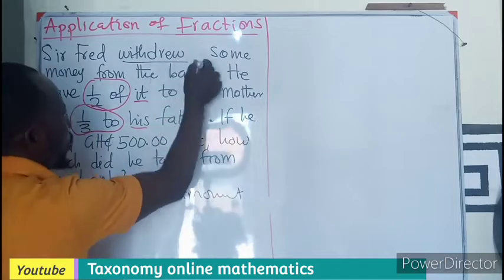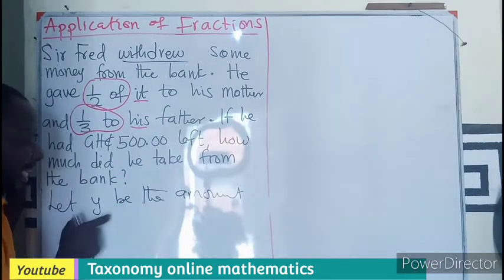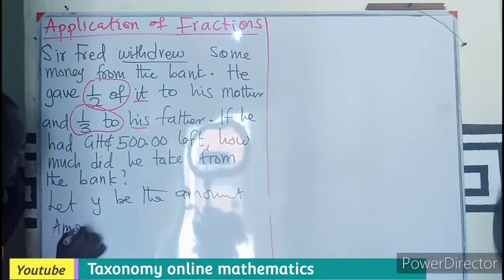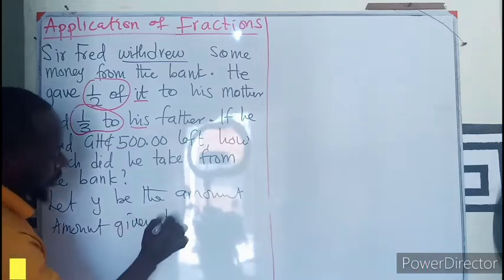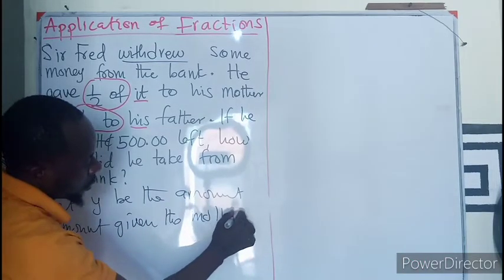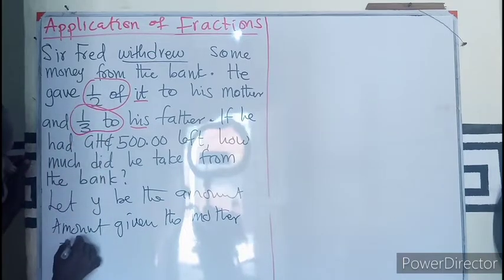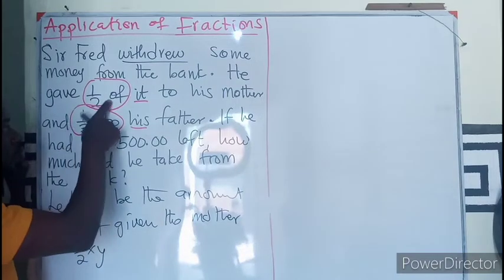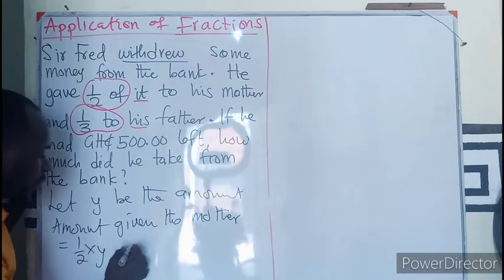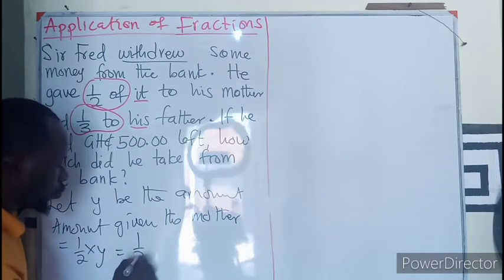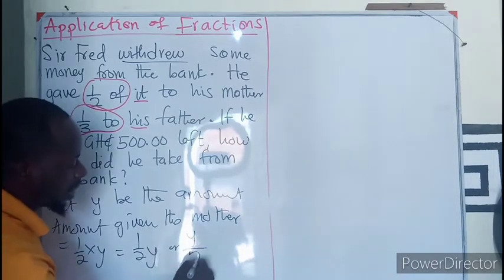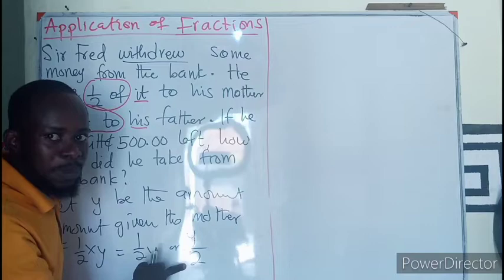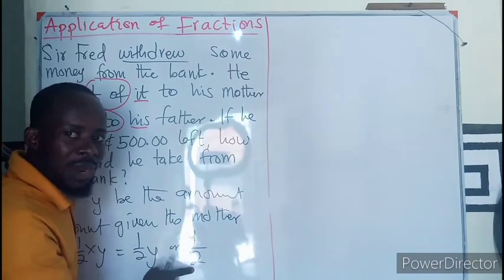So the amount withdrawn from the bank is y. If that is the case, then the amount given to the mother is going to be, he gave what? 1/2 of that amount. I'm sure you get the concept. He gave half of the amount to the mother. So this is going to be either 1/2y or y over what? 2. This is the amount given to the mother, not the fraction. This is not a fraction. But the moment I know the amount as 1,000, I know it's 500.